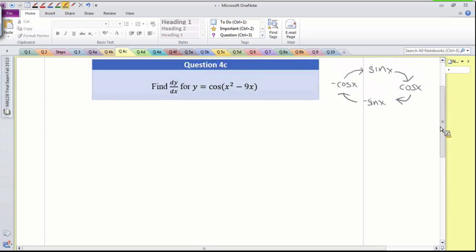So dy/dx is equal to the derivative of cosine x. The derivative of cosine x is negative sine x using the diagram, but we have x squared minus 9x, so it'll be negative sine of x squared minus 9x, multiplied by the derivative of x squared minus 9x, which is 2x minus 9.